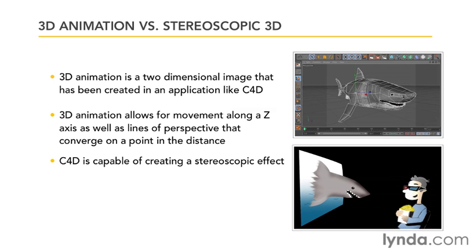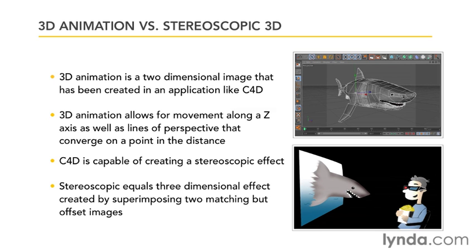Even though Cinema 4D is capable of producing stereoscopic animation, for the purposes of this training series, 3D means simply animation that moves in 3 dimensions that was created by a popular 3D package like Cinema 4D.